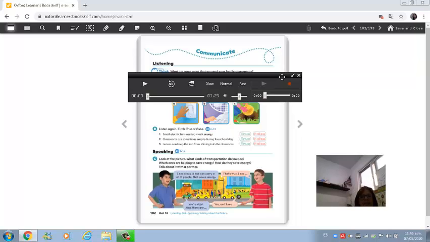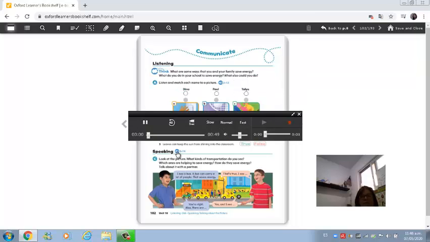Okay? Now, let's go to C. Look at the picture. What kinds of transportation do you see? Page 102. Speaking. C. Look at the picture. What kinds of transportation do you see? Which ones are helping to save energy? How do they save energy? Talk about it with a partner.